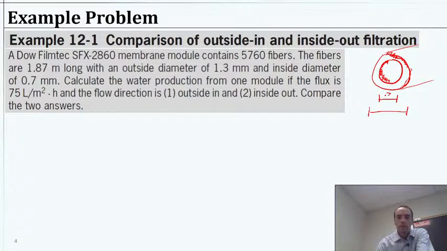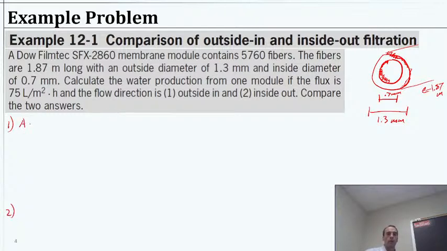So in one case it was 0.7 millimeters, and in the other 1.3. So we're going to solve this essentially twice, get the two different answers here, and take a look. In addition, we also know that the length was 1.87 meters. So in one module, we have 5,760 of the fibers. So part of the question here is, what is the area? So we'll do 1, and we probably won't need as much room to go back and do number 2.